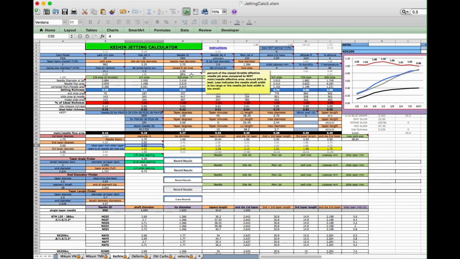If it's too high, it means your needle is too skinny, and if it's too low, it means your needle is too fat. Or the reverse. It has to do with if you can change the needle jet size, also you can manipulate that. This right here is interesting to watch, because if that's not a nice curve, it might indicate that the needle is kicking in too soon or too late.